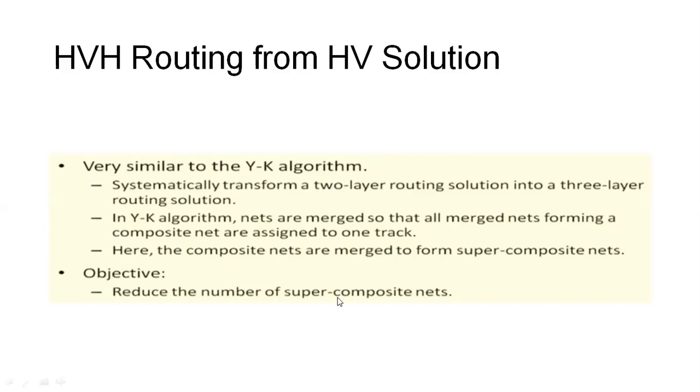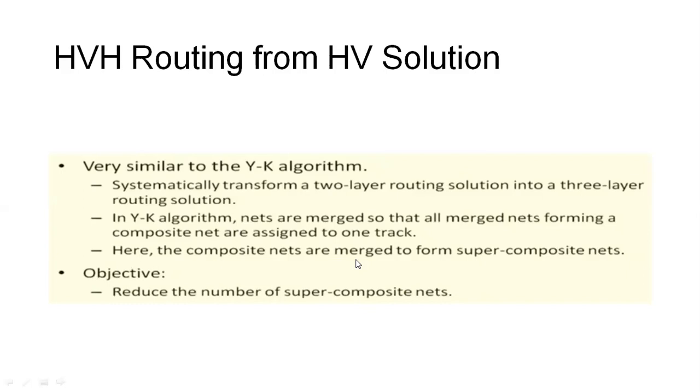We reduce the number of super composite nets. That's the objective here. We are trying to merge the composite nets to create something called the super composite nets. There is an additional step here, which means we'll once again be running the same net merge algorithm. So our objective is to reduce the number of super composite nets now, not the composite nets, in this 3-layer solution.